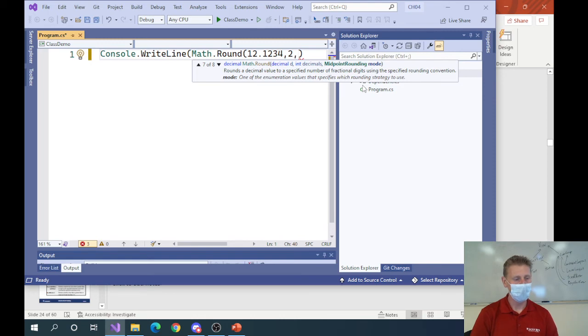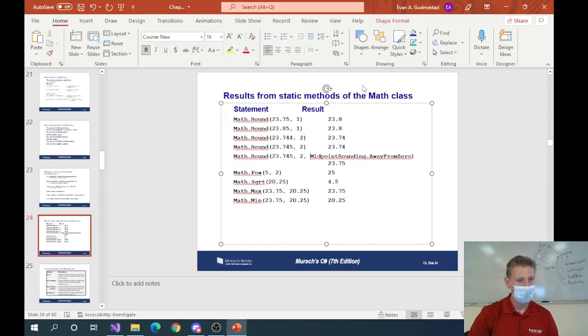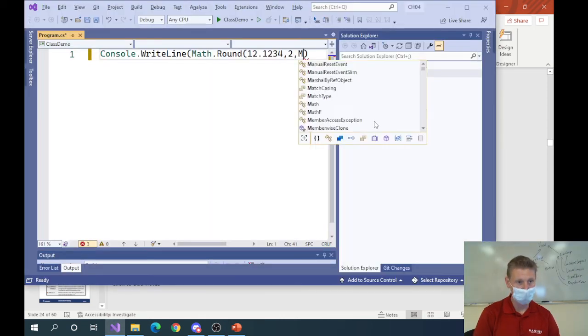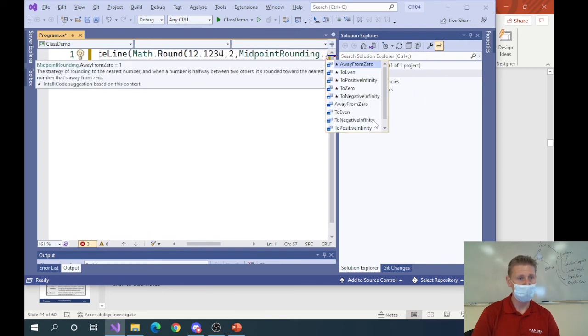So if we do the midpoint rounding dot, and these are the different ones, away from 0. The strategy of rounding to the nearest number, and when the number is halfway between 2 others, rounded towards the nearest number that's away from 0. Oh, never mind, that's wrong. The smaller, basically, sounds like the smaller. Well, you can do 2, 0, and then away from 0.